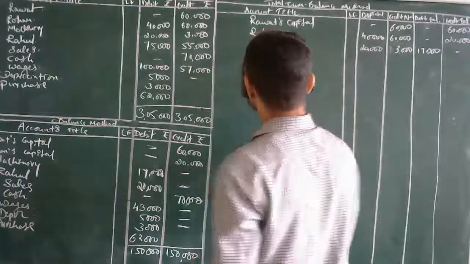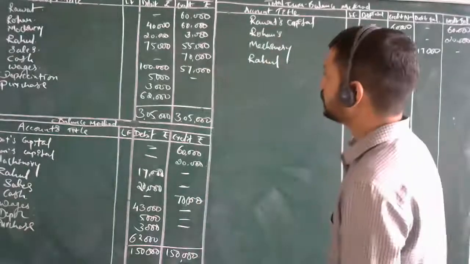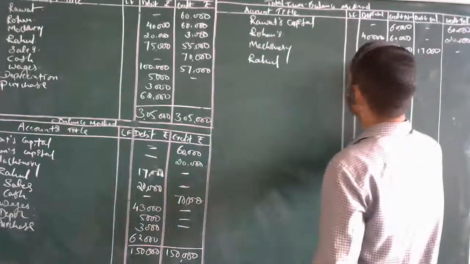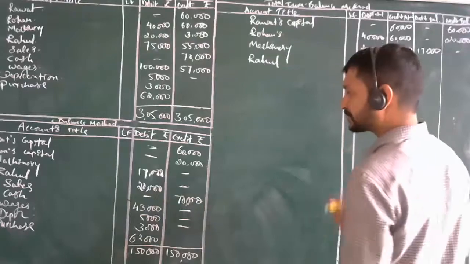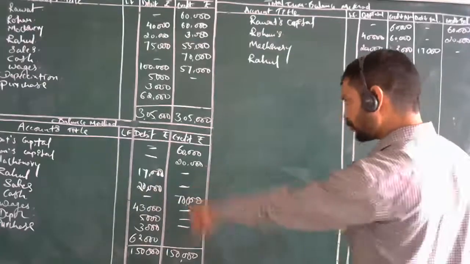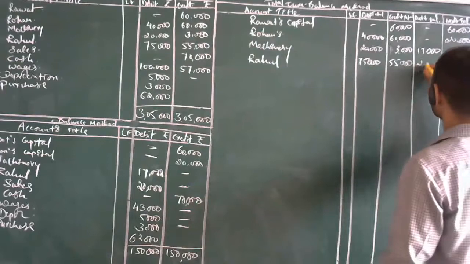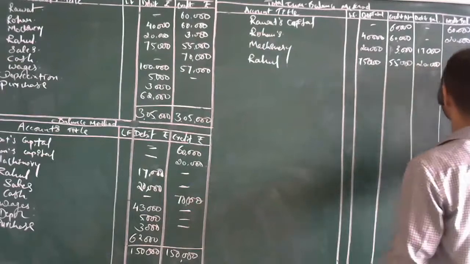Then come to the next, Rahul. Both sides 75,000 and 55,000. Next, here Rahul, 20,000 only. Done.